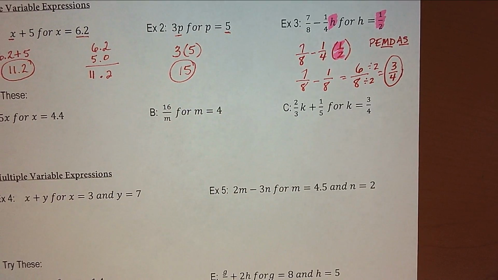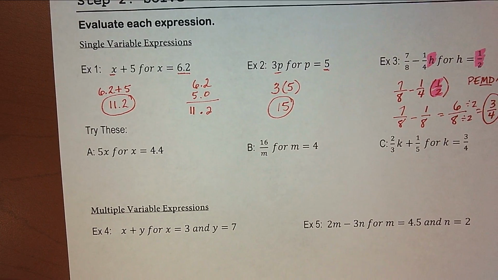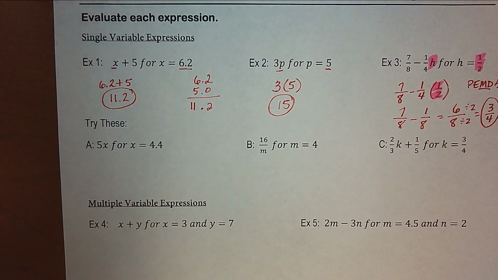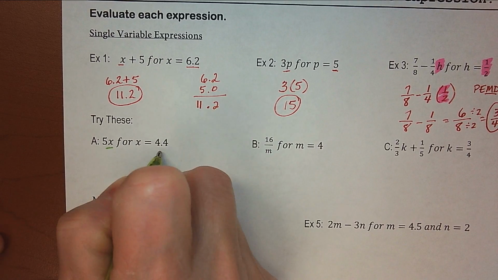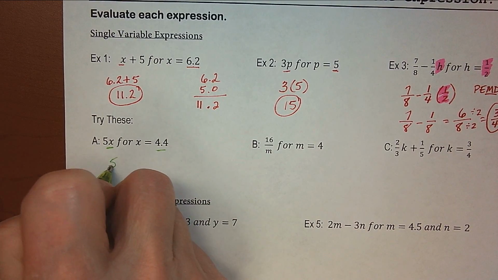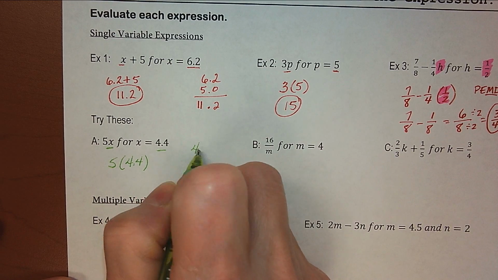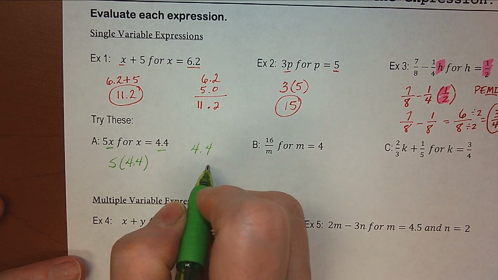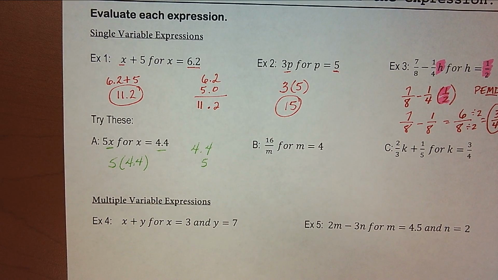Okay, let's see how you did on those. So your first one was 5x for x equals 4 and 4/10. So we're going to take out our x and substitute our 4 and 4/10. So we've got 5 times 4 and 4/10. That looks like this. Remember, we put the longer number, even if it has a decimal in it, on the top, and the number with less digits on the bottom.